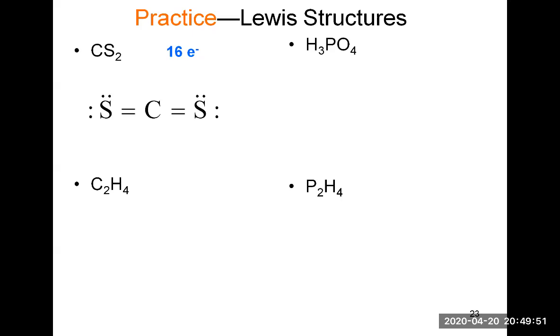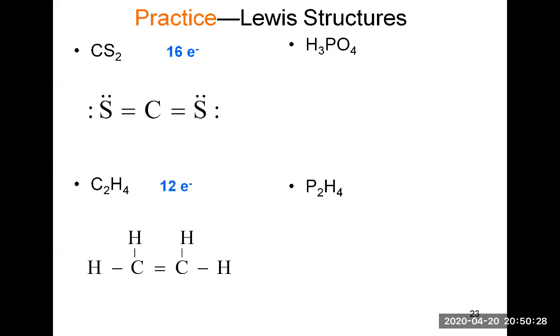C2H4. Here you would place the 2 carbons in the center and you would give each carbon 2 hydrogens. Carbon brings 4 electrons times 2 carbons, that's 8 electrons from carbon. Hydrogens each bring 1 electron times 4 hydrogens, that's 4 electrons from the hydrogens. So 4 plus 8 from the carbons. That's 12 electrons for C2H4.